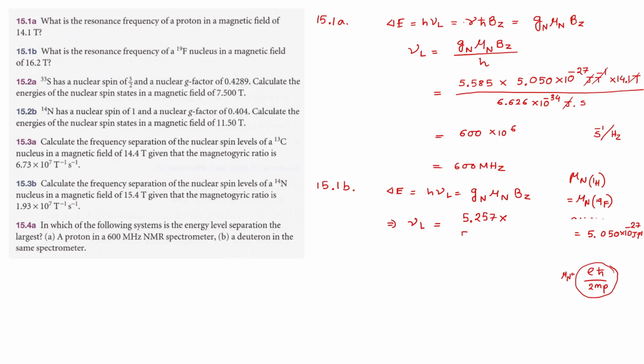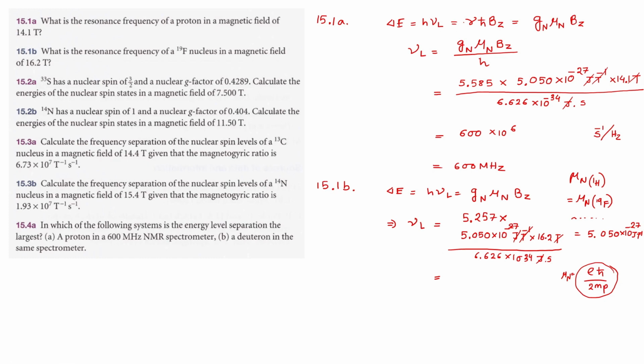So let us also multiply this 5.050 into 10 to the power minus 27 joule Tesla inverse, into here the Bz is changed. It is 16.2 Tesla right now, divided by 6.626 into 10 to the power minus 34 joule second. Joule will cut, Tesla inverse Tesla will cut. Let us see what answer will come.